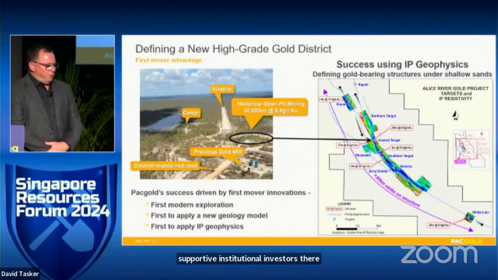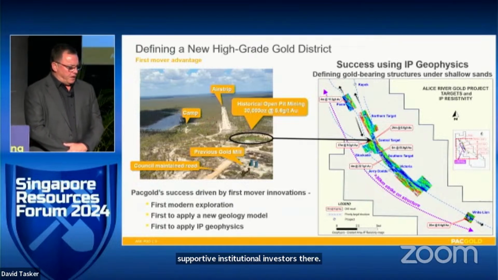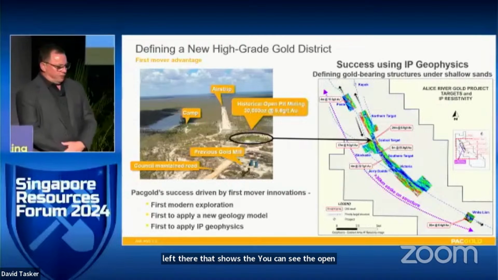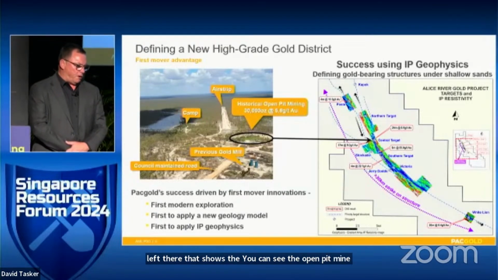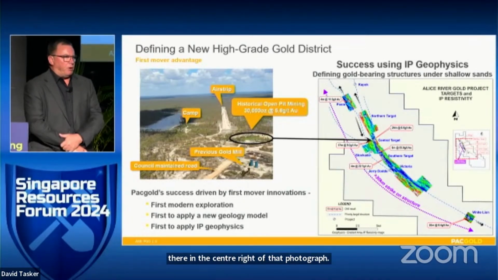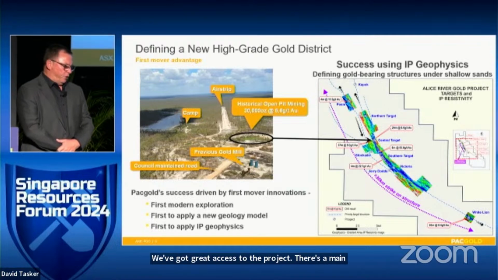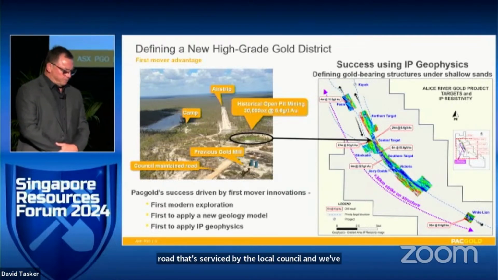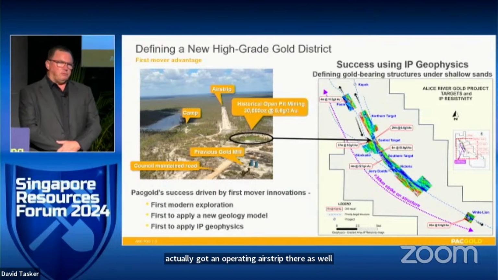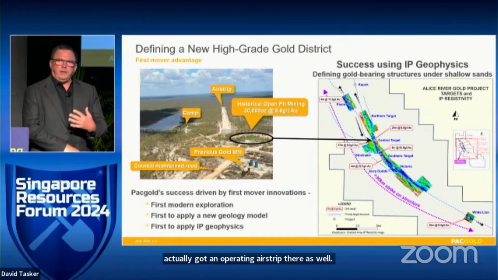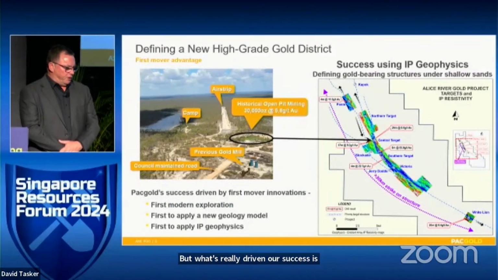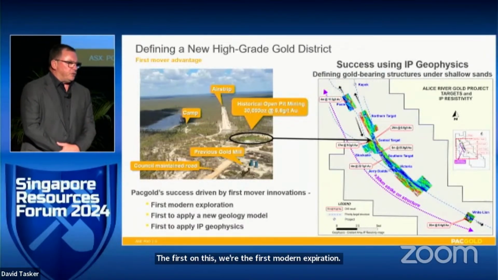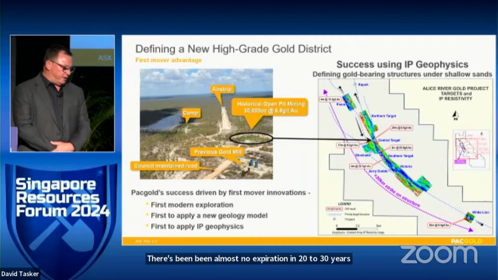Just an overview of the project. That photograph on the left there, you can see the open pit mine there in the centre right of that photograph. We've got great access to the project. There's a main road that's serviced by the local council, and we've actually got an operating airstrip there as well. But what's really driven our success is being the first on this. We're the first modern exploration. There's been almost no exploration in 20 to 30 years on this project.